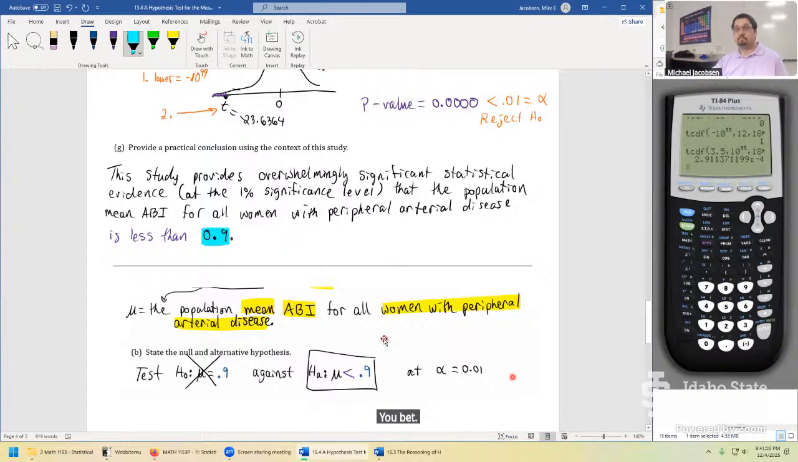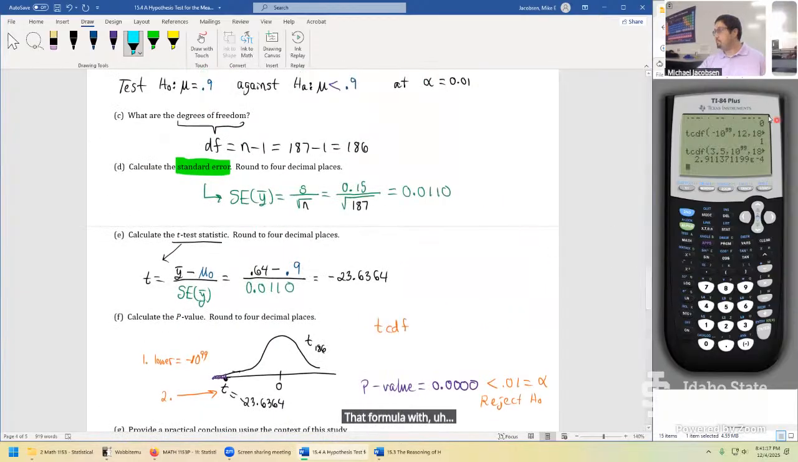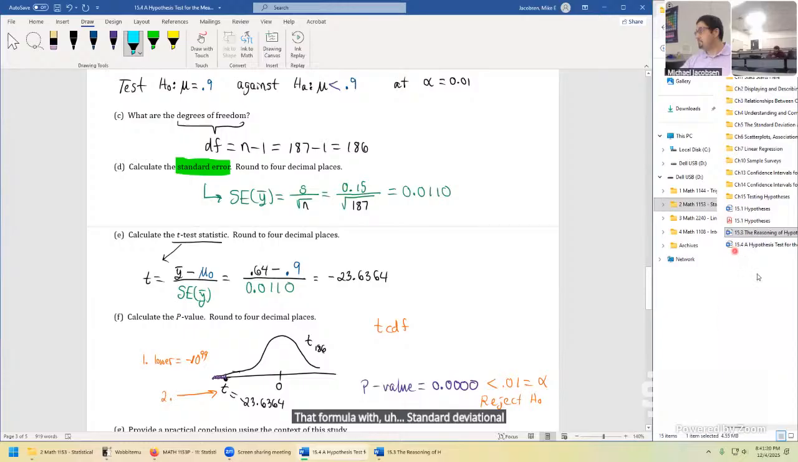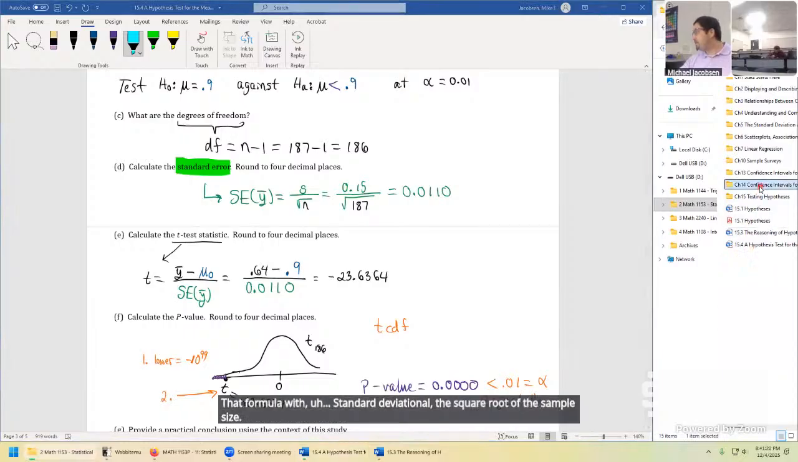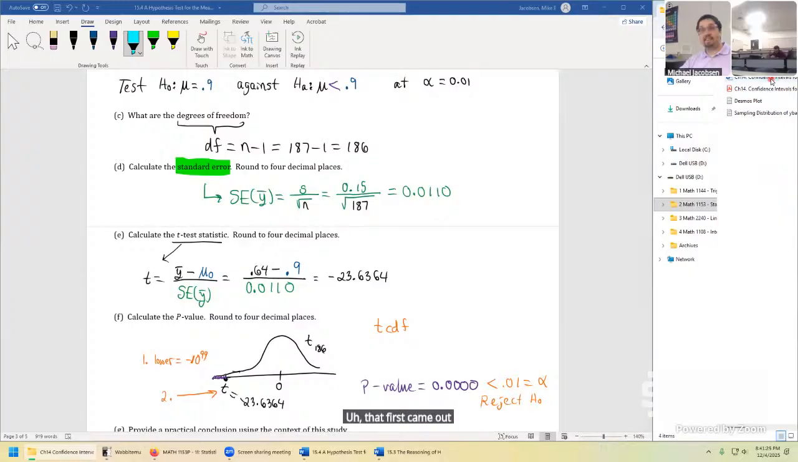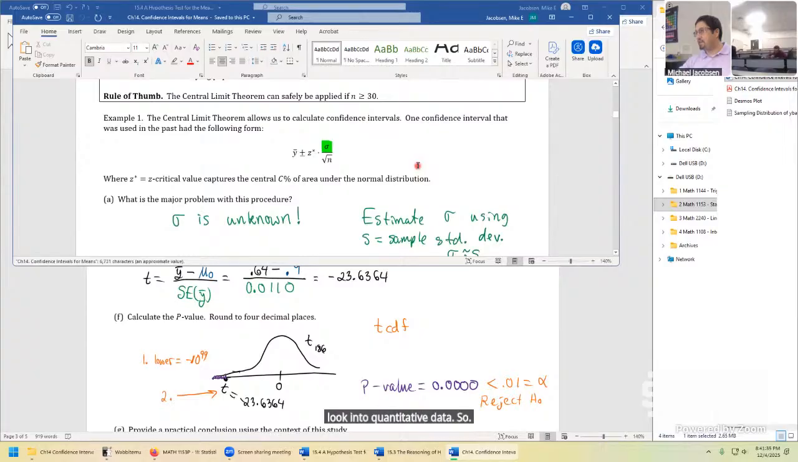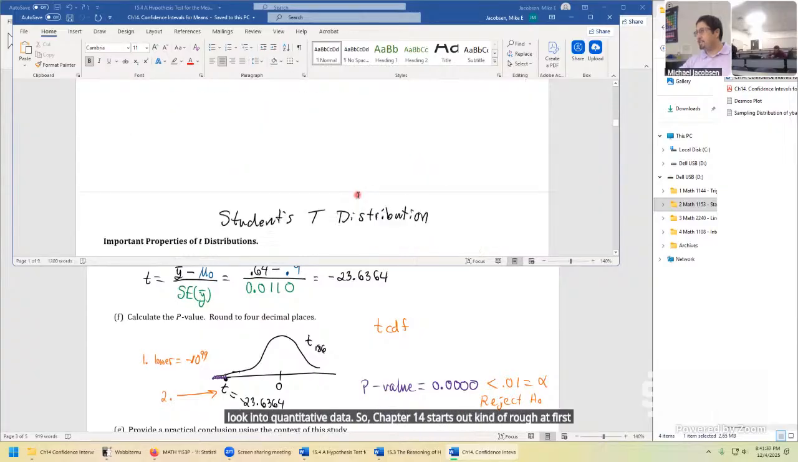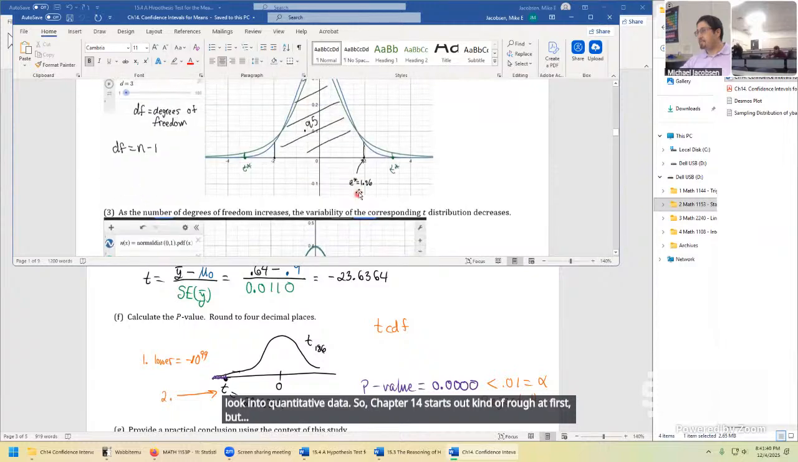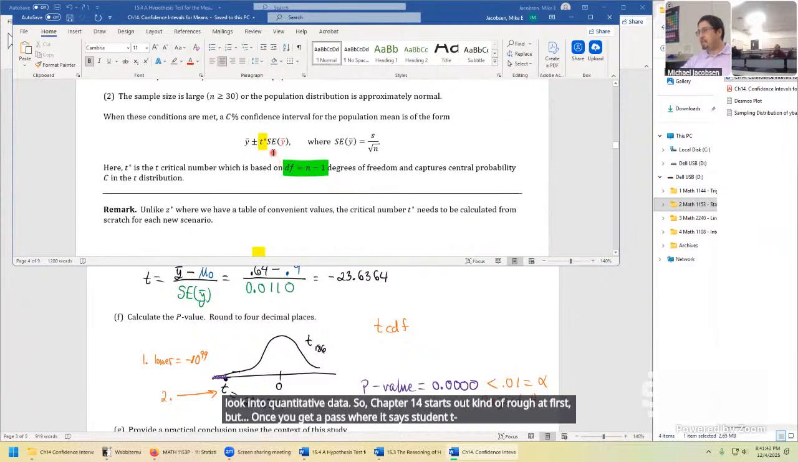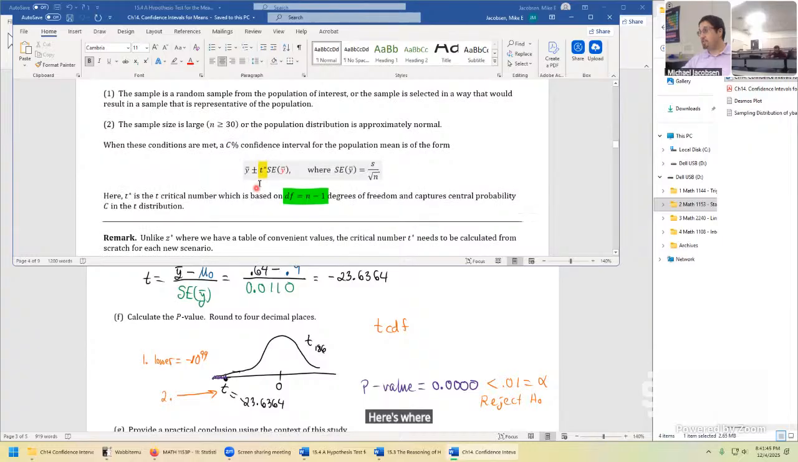What section was it that we saw that formula with the standard deviation over the square root of the sample size? That first came out in chapter 14. Oh, okay. So that was the confidence interval for quantitative data. Chapter 14 starts out kind of rough at first, but once you get past where it says Student t distribution, here's where it comes in, the statement of the confidence interval formula.